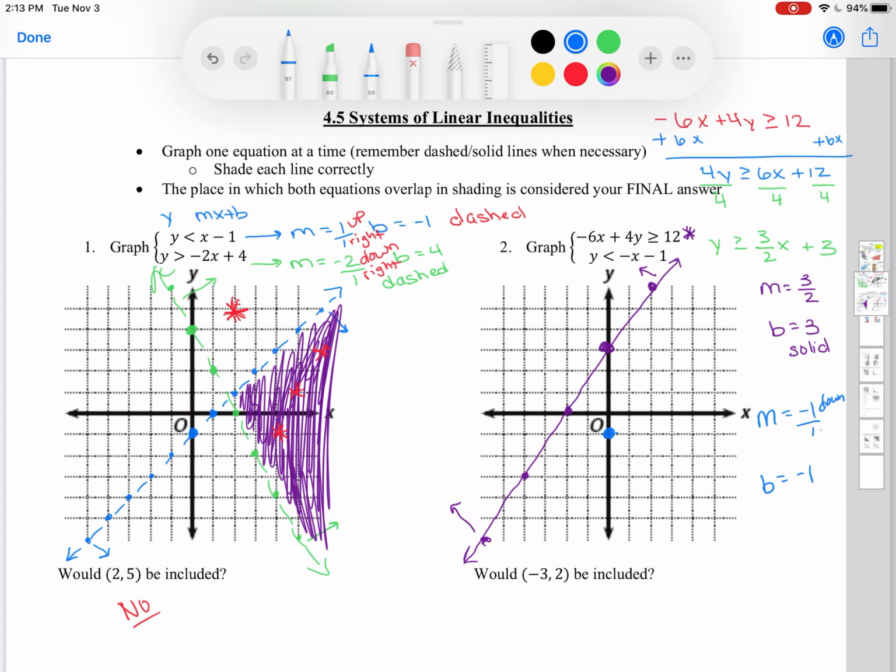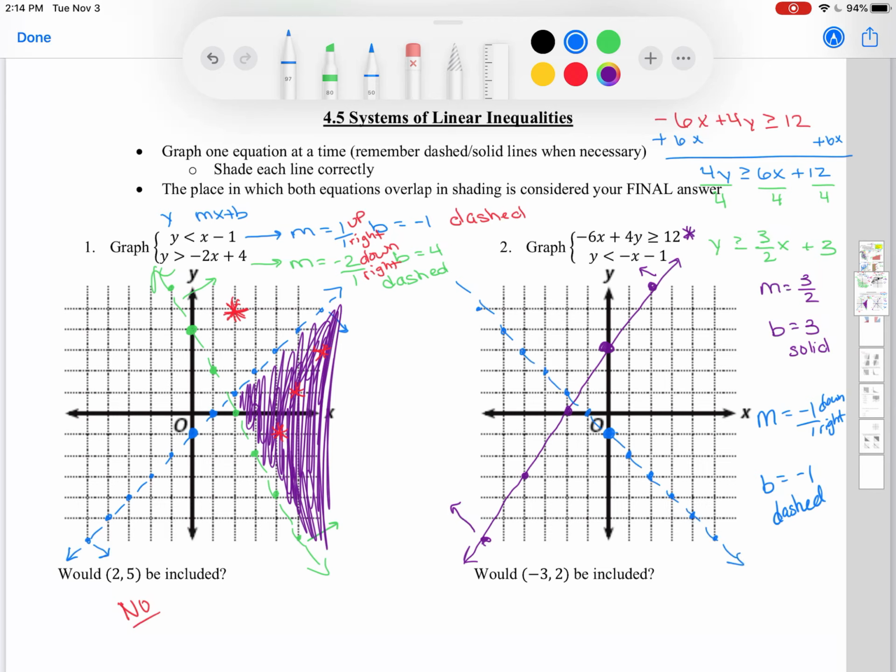And I'm going to do the same thing with the second function. The second function is really nice because it's already in slope-intercept form. So I don't have to rearrange anything for this. So my b is -1. My slope is going to tell me I need to go down 1 and right 1 as well. So down 1, right 1. Continue the pattern.